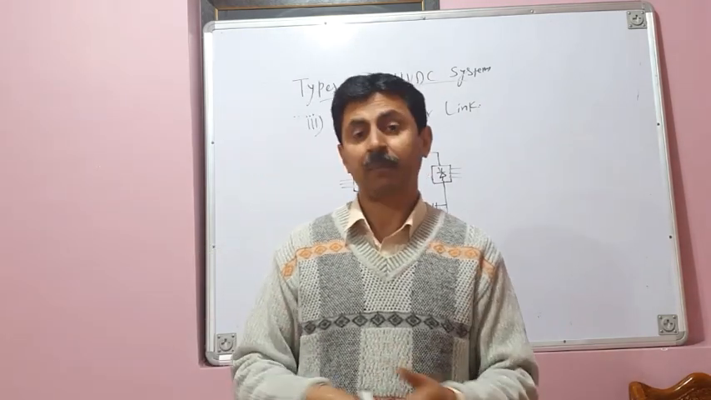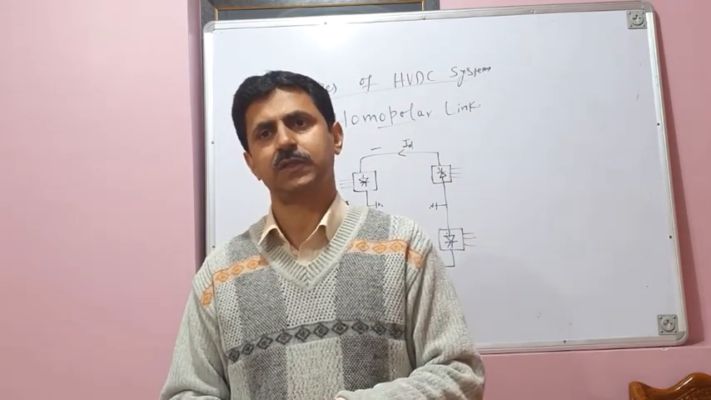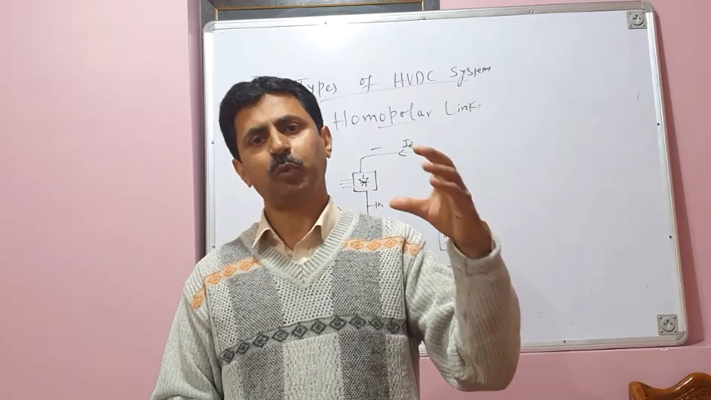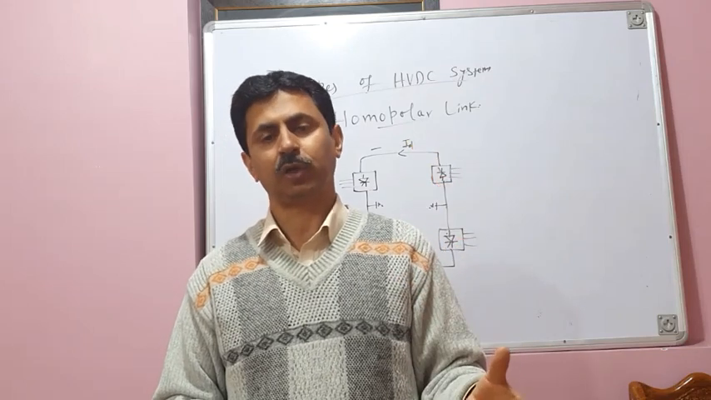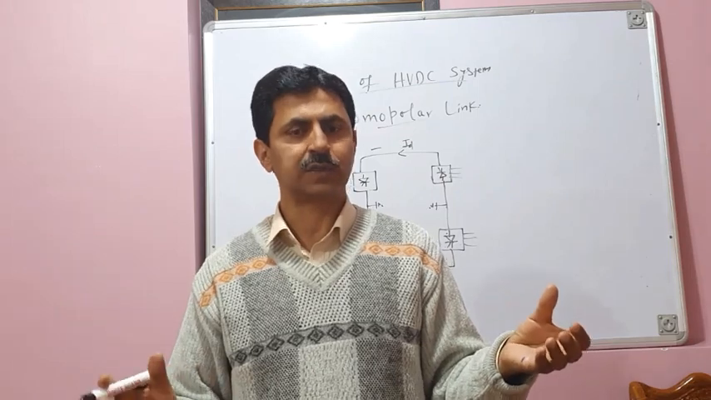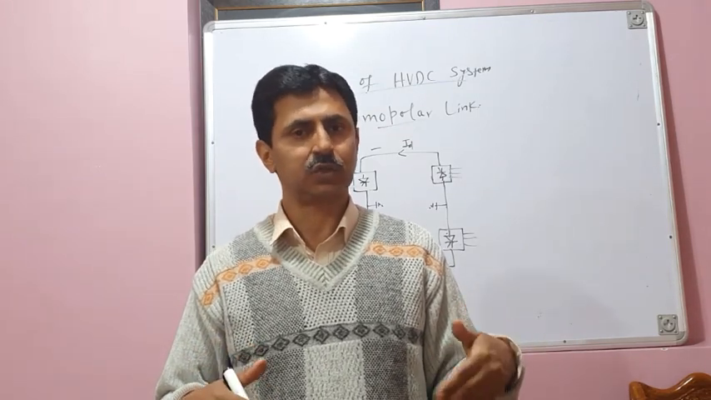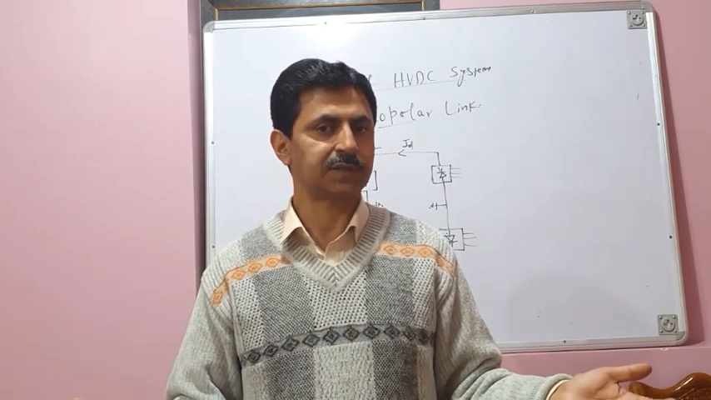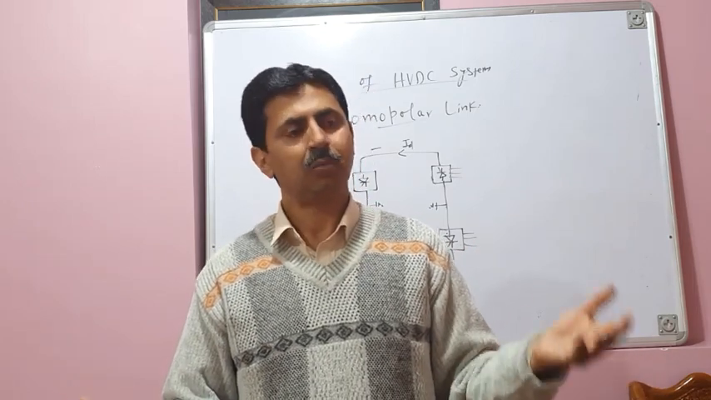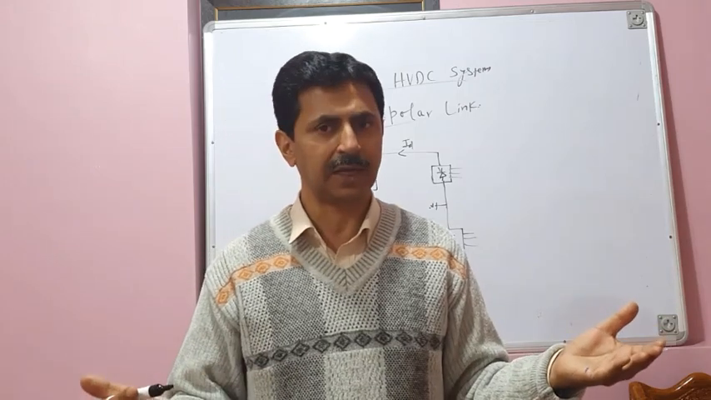So the summary of this is that out of the three types of HVDC links, monopolar link, bipolar link, and homopolar link, bipolar link is very widely used. It's the most popular HVDC link, which is used throughout the world because of the advantages offered by this. Monopolar link is not used because it does not have good reliability.